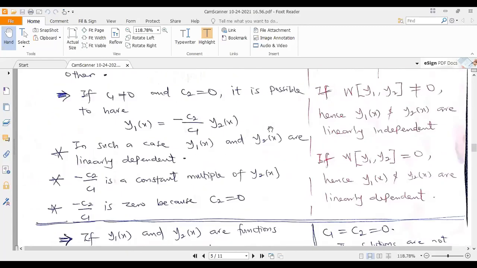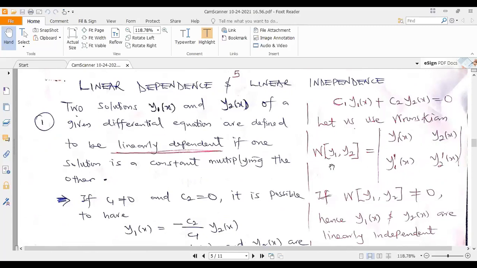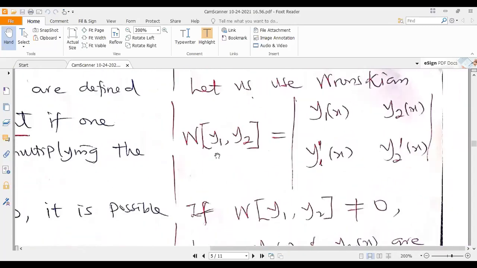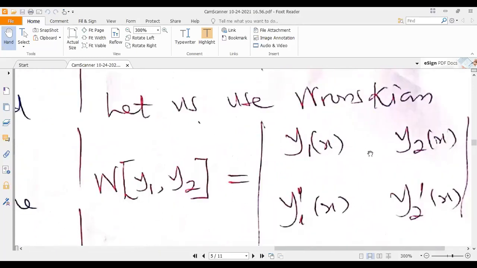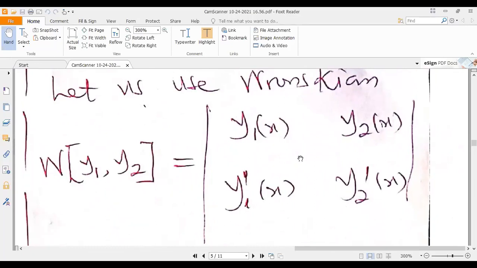Before I proceed, I'm going to introduce something called the Wronskian. Wronskian is actually the name of a person who discovered what I want to introduce to you now. Let's say we have the two solutions. We say the Wronskian of y1, y2. Don't forget that y1 and y2 are two solutions.